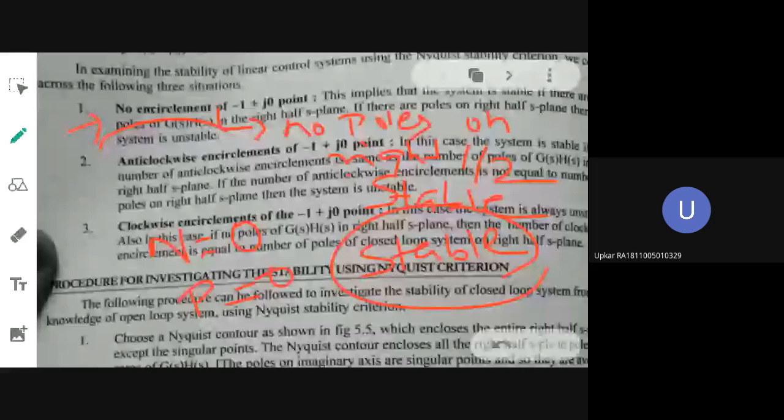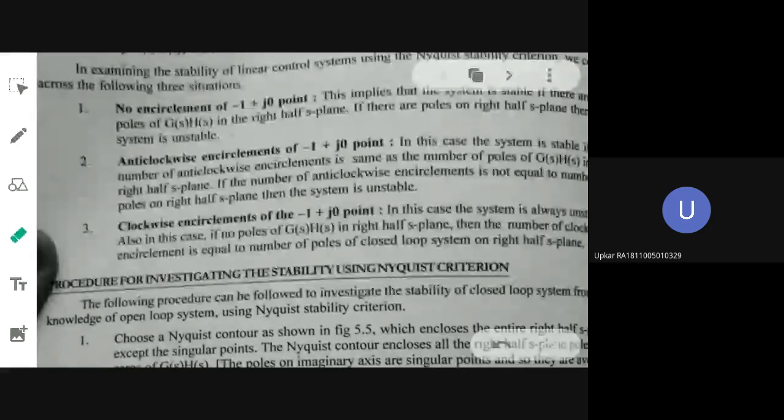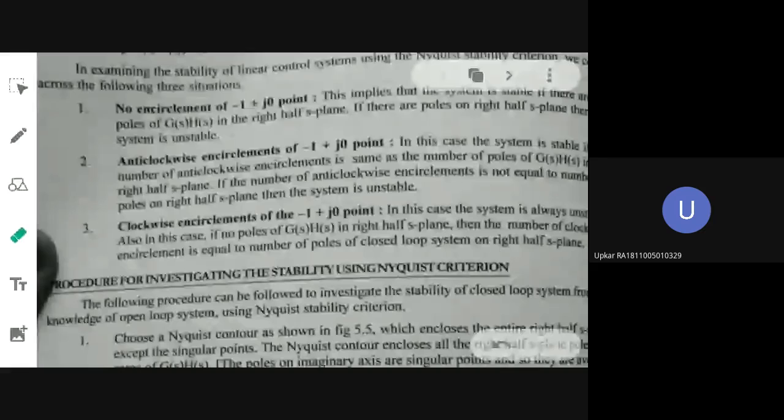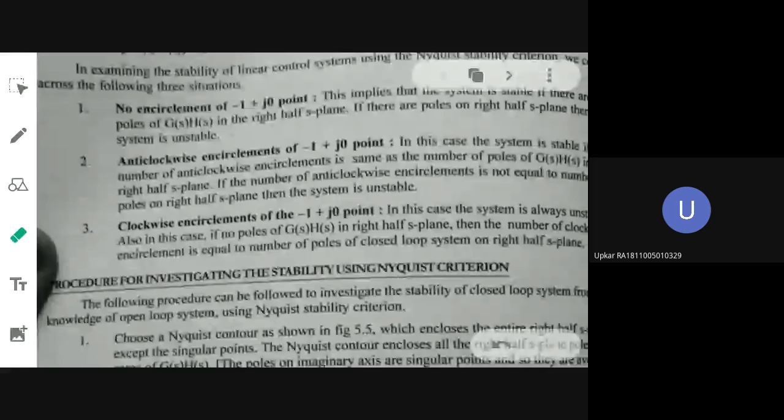You have studied this in location of roots, yes or no? Yes, ma'am. Okay, so what will you infer? First case, no encirclement of -1 + j0 point means first you have to check whether any pole is located in the right half. If no poles are located in the right half, then the system will be stable or unstable? Stable, ma'am. Stable only. N is equal to P means stable. That is, no poles are located on the right half.